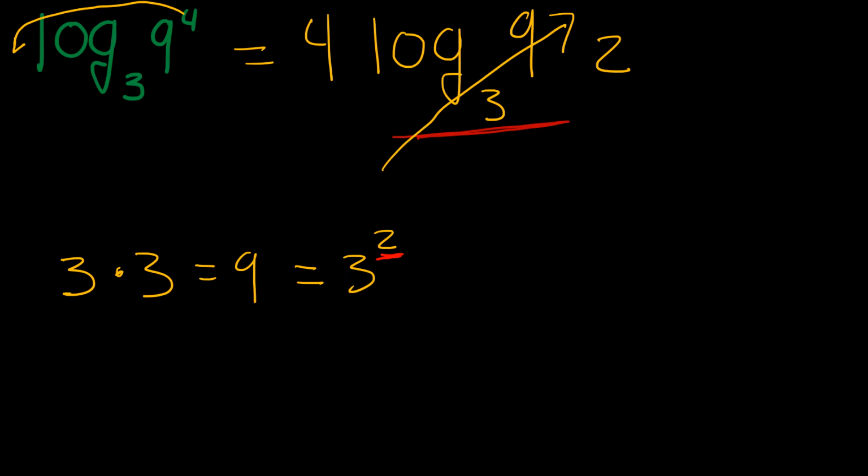Therefore, our answer is going to be 4 times 2, because we still have this 4 hanging out. So 4 times 2 is 8, and that would be the answer.